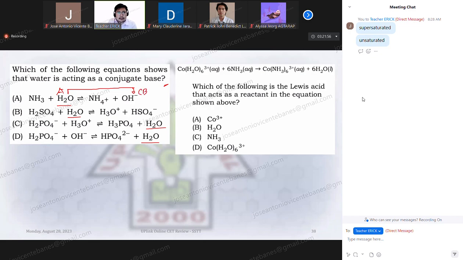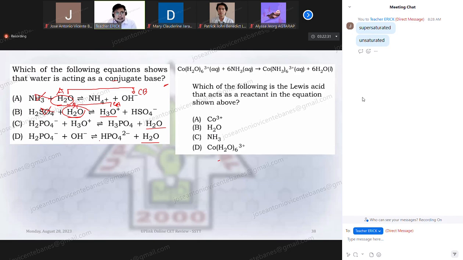But the question here is water acting as a conjugate base. So number one is removed right away, and we have a reason why. Number two, H2O, then H3O. Did water donate or receive a proton? It received a proton. So therefore, this is a base and this is now your conjugate acid. But water is not acting as a conjugate base, so it is removed right away.